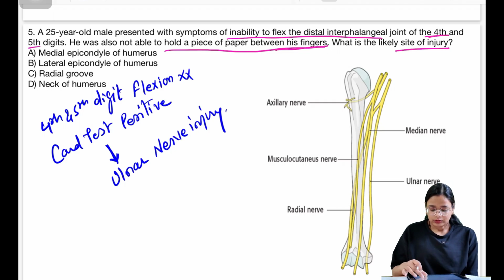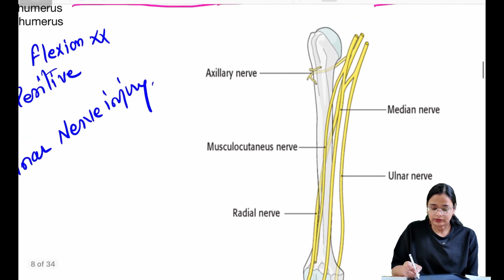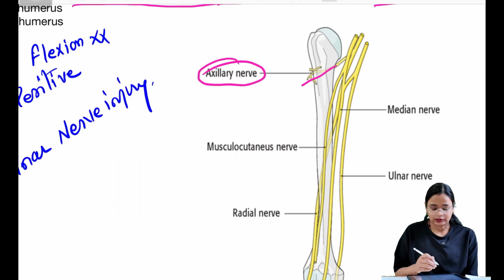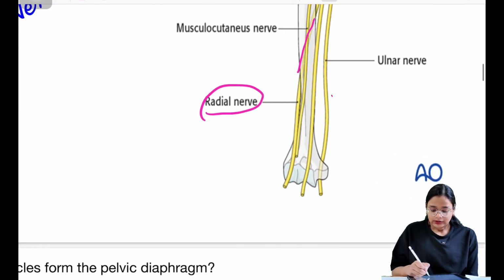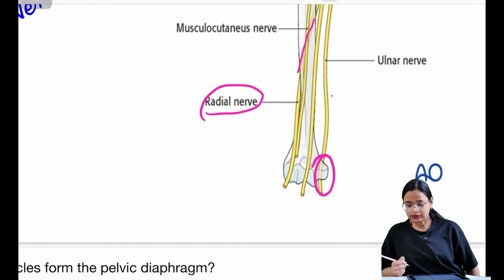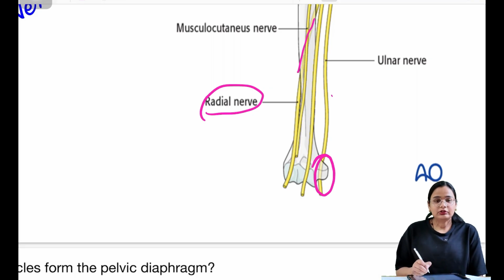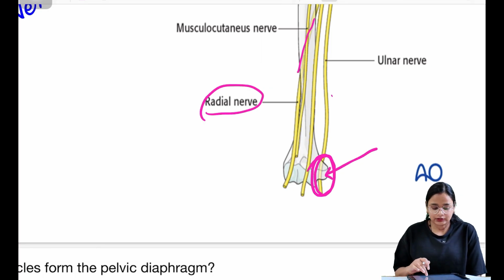If you see here, this is our humerus. In the humerus, if there is any injury to the neck, then mostly which nerve is injured? The axillary nerve. Then if there is any injury to the radial groove or shaft, mainly the radial nerve is injured. But if they ask at which area the ulnar nerve is passing, it passes behind the medial epicondyle. So any injury in this area will lead to ulnar nerve injury.